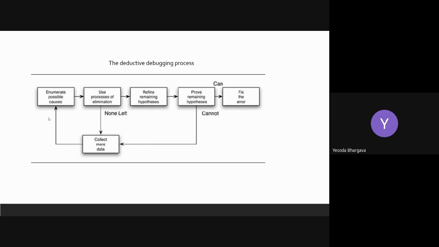You enumerate the possible causes in the first step, and then you use process of elimination, and you go on to do this until none of the causes are left, in which case you collect more data. Otherwise, by using process of elimination, you refine the hypothesis and you prove the remaining hypothesis, and then eventually if you can find the source of the error, you fix the error.